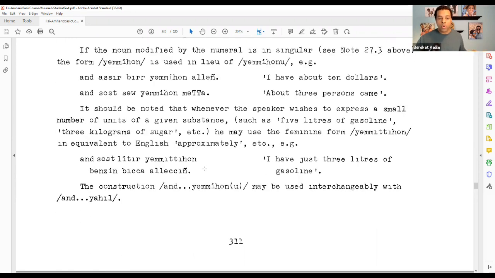Then you have the case where you have a small number of units of a given substance, such as 5 liters of gas or 3 kilos of sugar, where you can use the feminine form, yemitahon, instead of yemihon. So, an sos liter yemitahon benzene bitcha alichin, I have about 3 liters of gasoline. You see that feminine suffix there with the t.